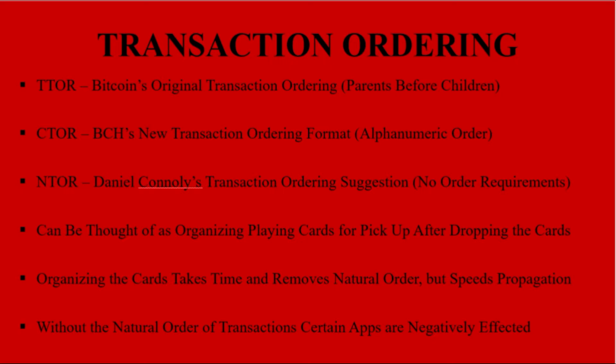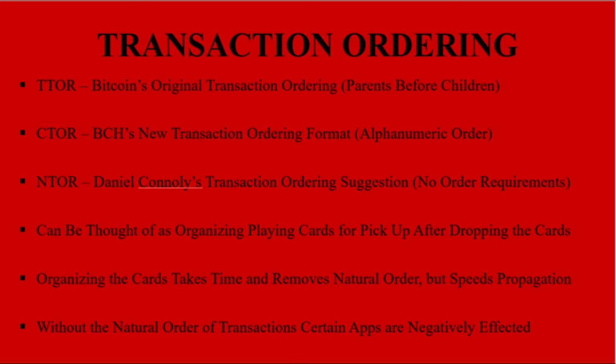Then the final ordering format type is the natural transaction ordering that Daniel Connolly has been suggesting. And the natural transaction order is just no order requirements. You just order transactions in the way that they come to you. So if a miner received transaction A first, that would be the first transaction in their block. If it received transaction C next, then it would go AC, whatever, whatever. It's just the order that they're received.